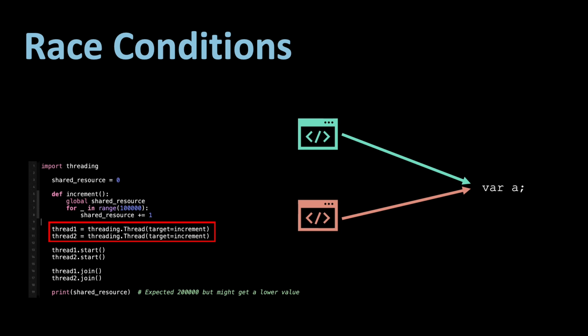So what exactly is a race condition? In simple terms, a race condition occurs when the behavior of software depends on the timing or sequence of uncontrollable events, like the scheduling of multiple threads. This can lead to unpredictable outcomes, especially when shared resources are accessed concurrently without proper synchronization.